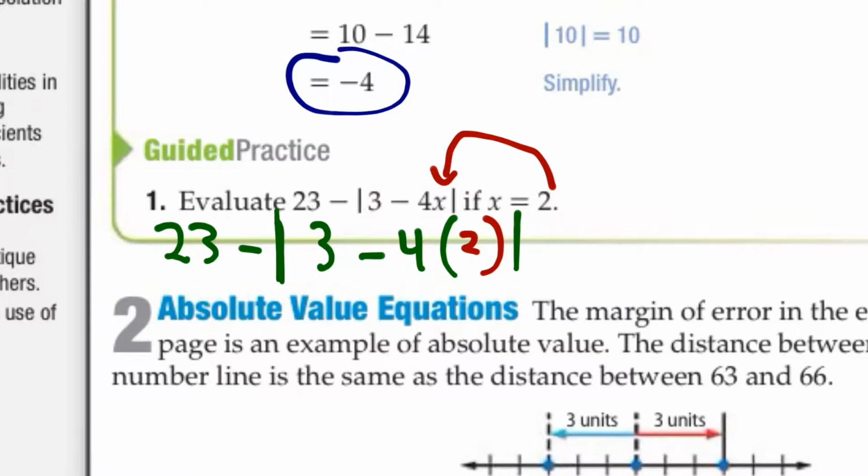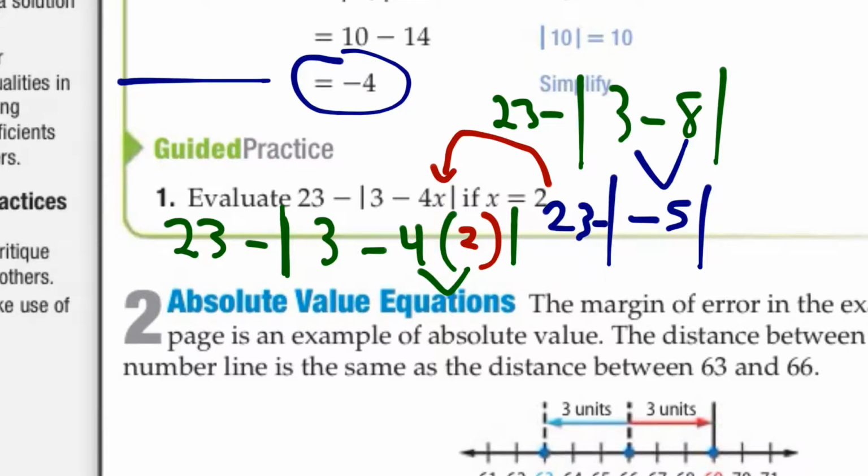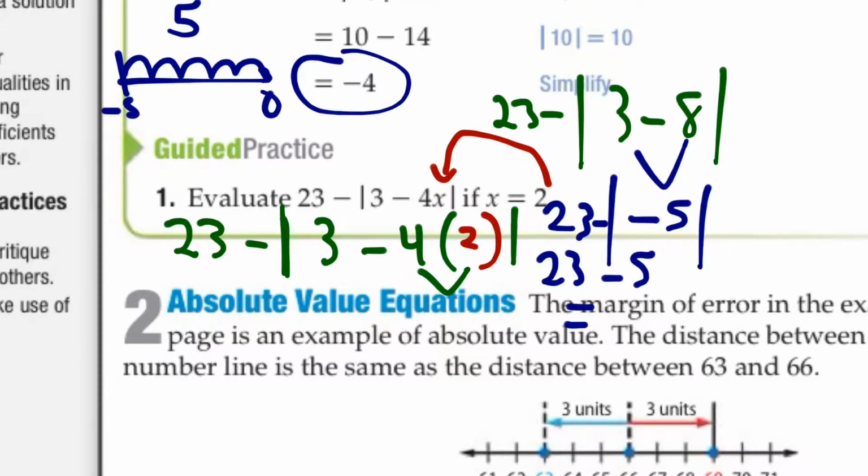Now 4 times 2 is 8. So I'm going to rewrite it again. 23 minus the absolute value of 3 minus 8, close absolute value. Well, what's 3 minus 8? That becomes negative 5. So 23 minus the absolute value of negative 5. Well, what's the absolute value of negative 5? Here's my line. Negative 5 to 0. 1, 2, 3, 4, 5. The absolute value is 5. The absolute value of negative 5 is 5. So 23 minus 5 equals 18. And that's my answer. See, absolute value isn't that hard.